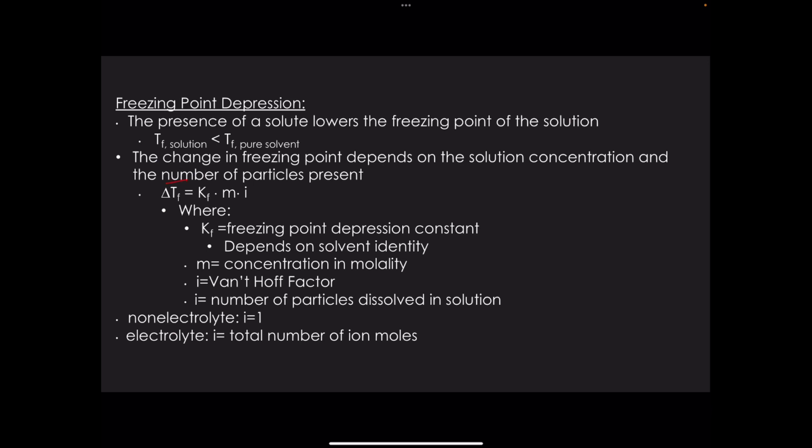And we see a very similar equation. We get delta TF equals Kf times m times i, where delta TF is just the change in freezing temperature. Kf is the freezing point depression constant. It depends on solvent identity. And then again, m is the concentration in molality. i is the van 't Hoff factor, and just like we said in the previous slide, that's the number of particles dissolved in solution, which depends on electrolyte versus non-electrolyte.